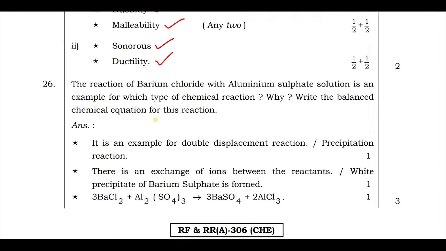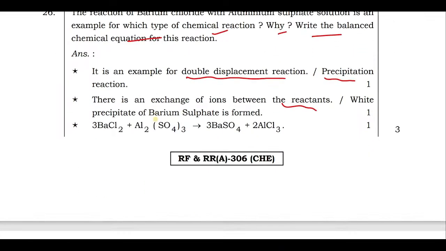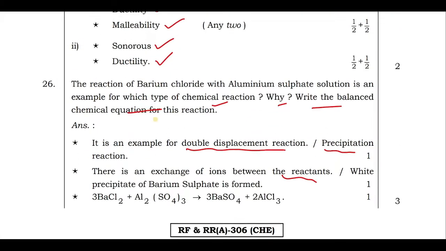The reaction of barium chloride with aluminum sulfate solution is an example of what type of chemical reaction? Why? Write the balanced chemical equation. It is an example of a double displacement reaction or precipitation reaction, because there is exchange of ions between the reactants. 3 BaCl2 plus Al2(SO4)3 gives 3 BaSO4 plus 2 AlCl3. This is a balanced chemical equation for the reaction of barium chloride with aluminum sulfate.